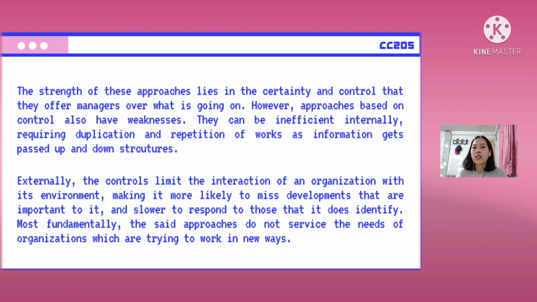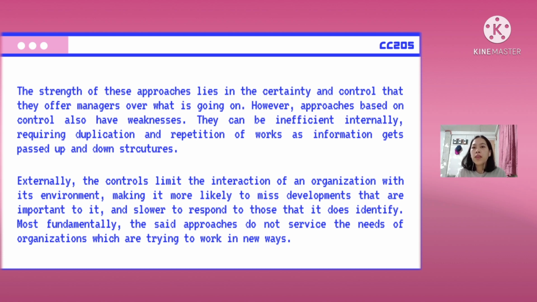They can be inefficient internally, requiring duplication and repetition of work as information gets passed up and down structures. Externally, the controls limit the interaction of an organization with its environment, making it more likely to miss developments that are important to it and slower to respond to those that it does identify. Most fundamentally, the above approaches do not serve the needs of organizations which are trying to work in new ways.